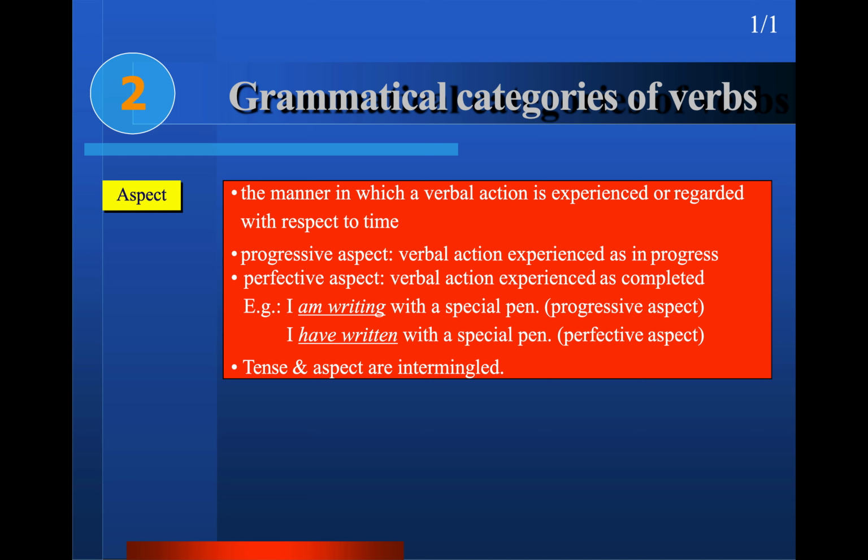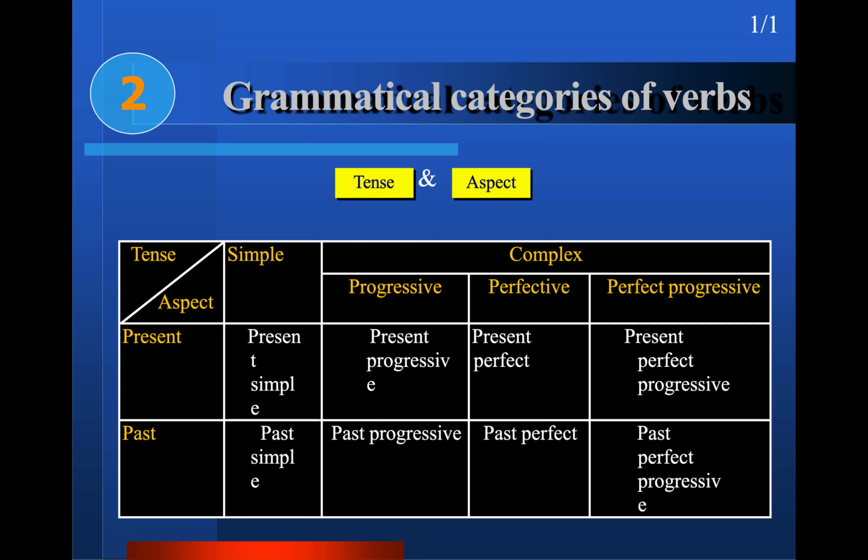So aspect can be defined as the manner in which a verbal action is experienced or regarded with respect to time. So we have progressive aspect, perfective aspect, simple aspect. These three aspects. Progressive aspect: verbal action experienced as in progress. Perfective aspect: verbal action experienced as completed. Simple is the simple form of verbs. So tense and aspect are usually intermingled, so they can come together.